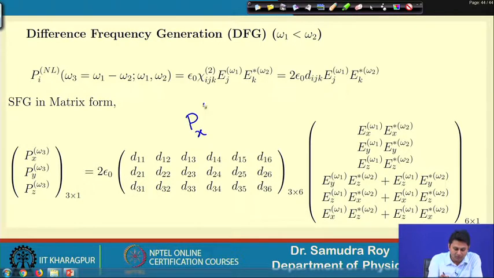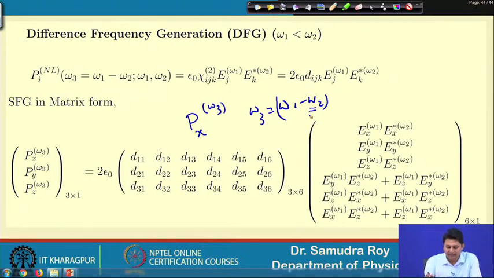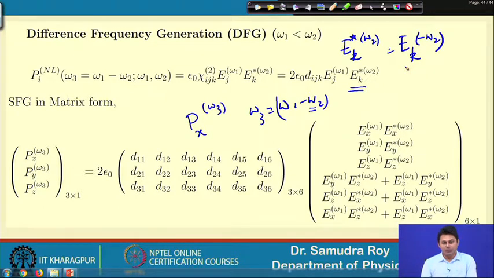P x. So, I need to find out omega 3. How is omega 3 generated? Omega 3 is generated as omega 1 minus omega 2, the difference between these two. Since it is related to minus omega 2, instead of having E k of omega 2, I should write E k star of omega 2, because we know that E k star of omega 2 is nothing but E k of minus omega 2. This notation you will find in many books, and we are following the same notation here.